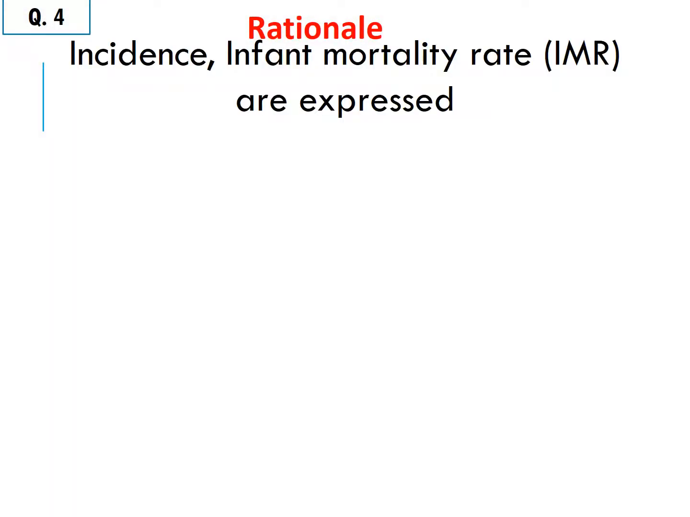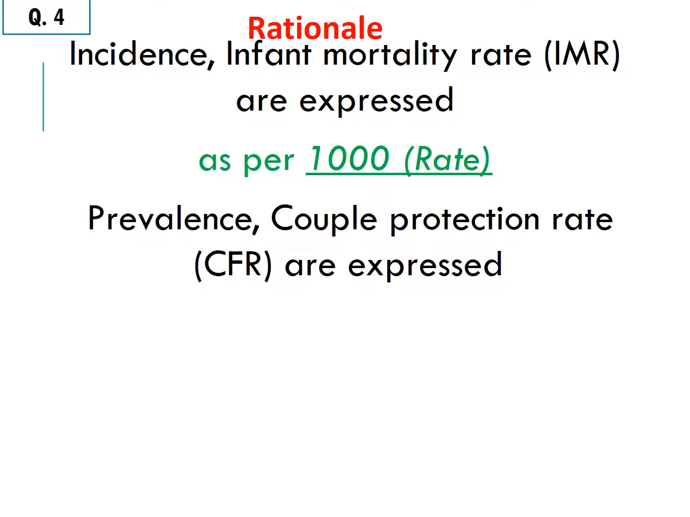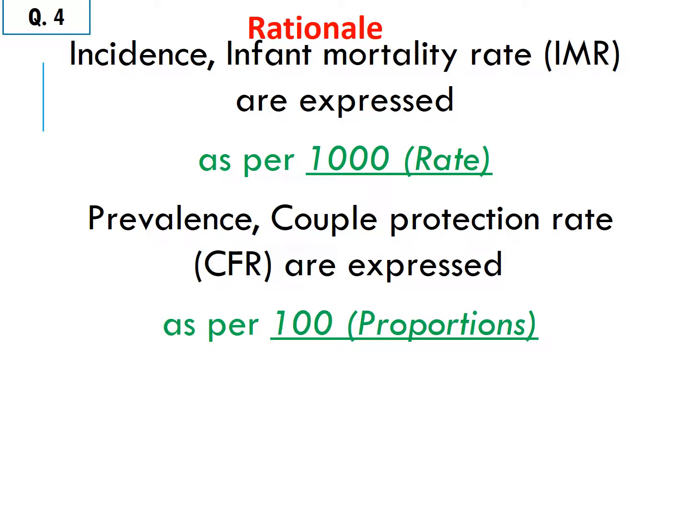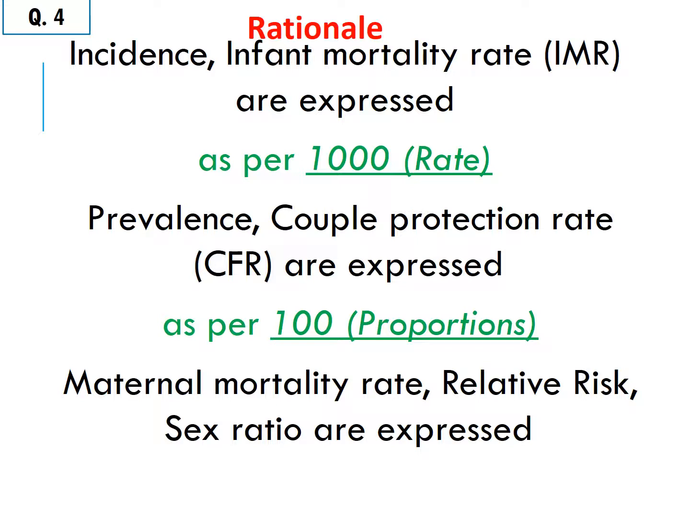Rationale: incidence and IMR, infant mortality rate, are expressed as per 1000, that is rate. However, prevalence and couple protection rate are expressed as per 100, that is proportions. Maternal mortality ratio, or MMR, relative risk, sex ratio, these are expressed as ratios. The current question was couple protection rate, which is expressed as a proportion.